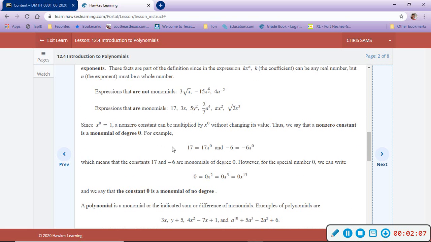So if you have just a constant, just a number, the degree is considered to be 0. That's the same thing as saying x to the 0 power. And you might recall from previous lessons, anything to the 0 power is 1. So this is like saying 17 times 1, which is still 17.